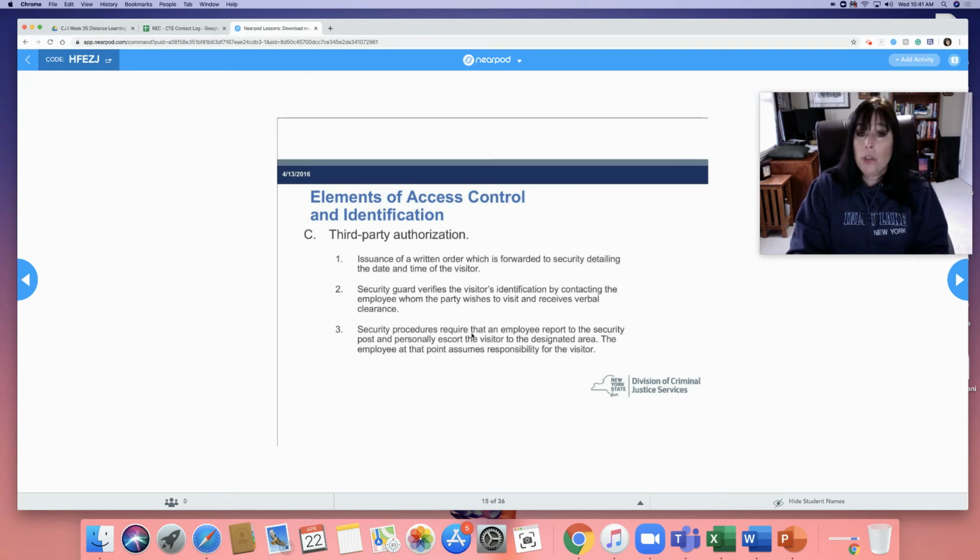Security procedures require that an employee report to the security post and personally escort the visitor to the designated area. The employee at that point assumes responsibility for the visitor.